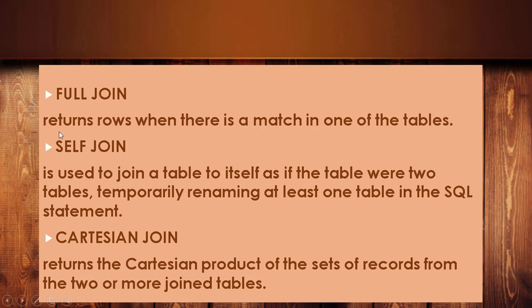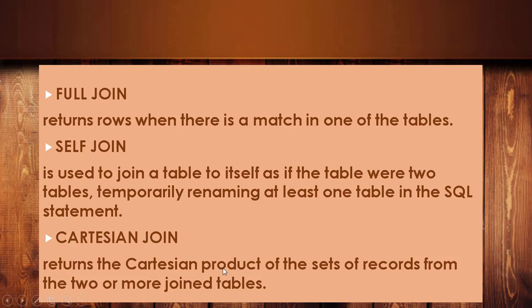Full join returns the rows when there is a match in one of the tables. So if a value in one table matches a value in another table, then it will return those rows. Self join means it is used to join a table to itself. That is, a table is joined with the same table, then it is called a self join, as if the table were two tables, temporarily renaming at least one table in the SQL statement.